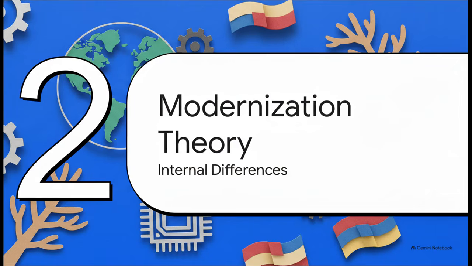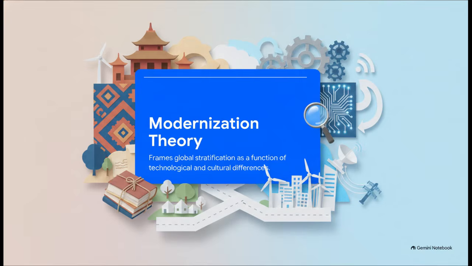Moving on to part 2, modernization theory. Our first lens actually requires us to zoom all the way in on the internal workings of individual nations. Modernization theory basically argues that global stratification is a direct result of a country's own internal technological and cultural choices. It suggests that the absolute biggest barrier to economic growth is the tension a country faces from within. Basically, do they hold on to deep-rooted traditional cultural values, or do they embrace sweeping technological change?